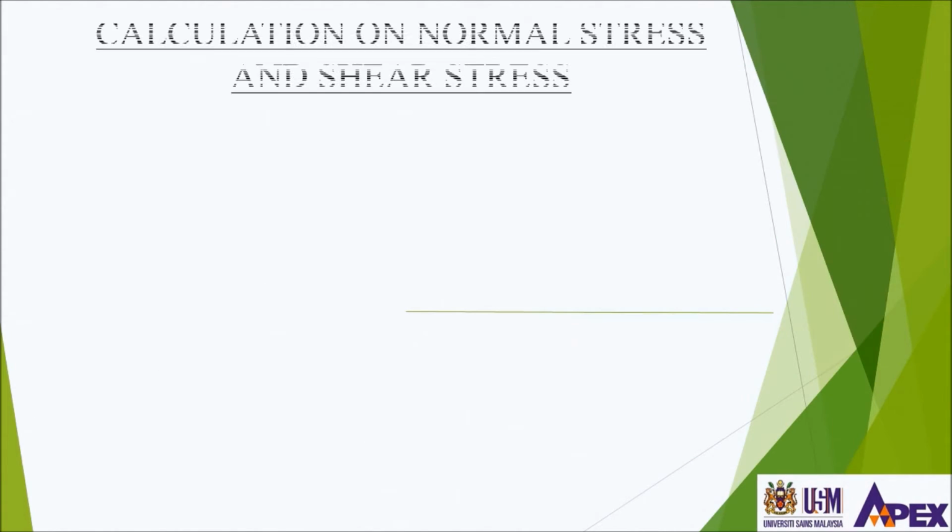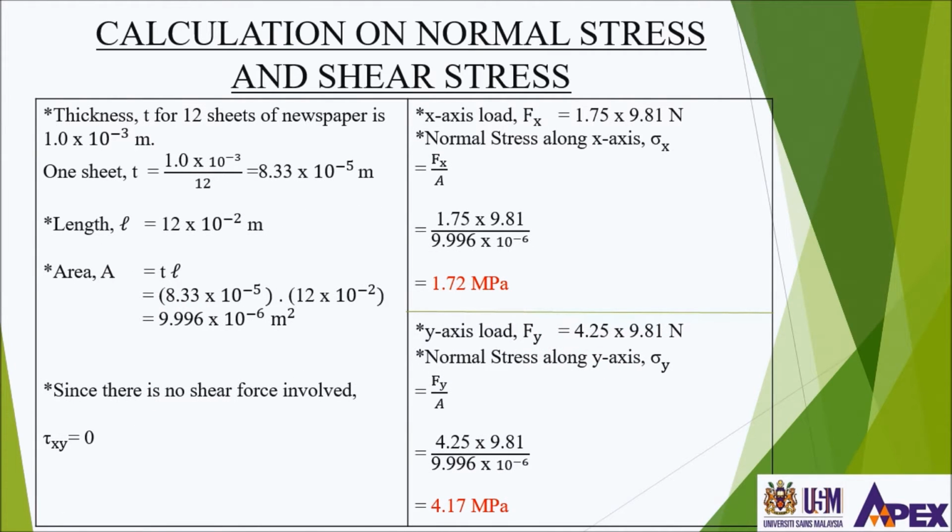From the calculation, the thickness of one sheet of newspaper is 8.33 × 10^-5 meters. Therefore, we found out the normal area is 9.996 × 10^-6 meters squared. In short, sigma x is equal to 1.72 megapascal whereas sigma y equal to 4.17 megapascal. Since there is no shear force involved, tau xy is 0.